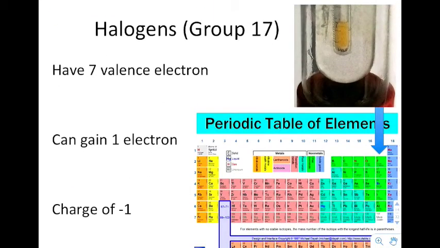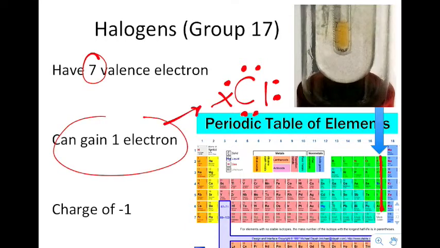The halogens, which is this last reactive column right here, have 7 valence electrons. Whenever it has 7 valence electrons, it is much easier for it to gain 1 electron than it is for it to lose 7. So because of that, the halogens have a charge of -1.